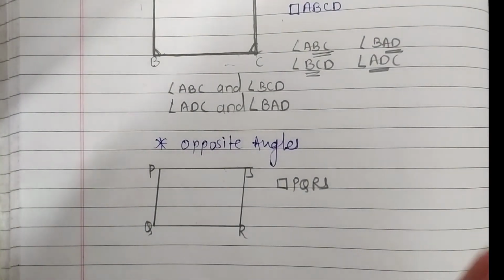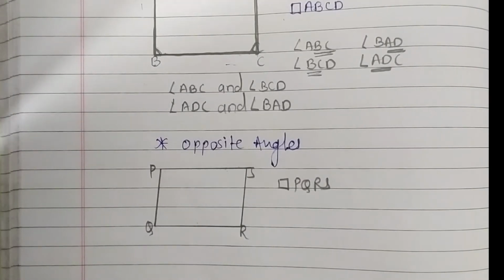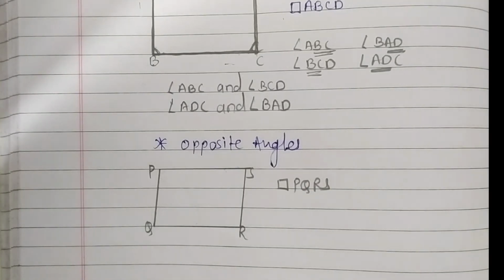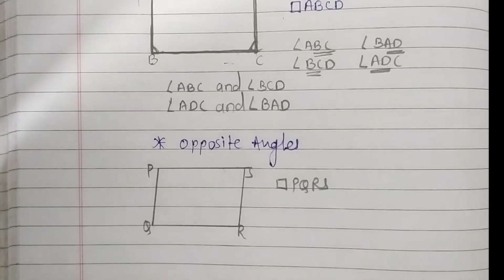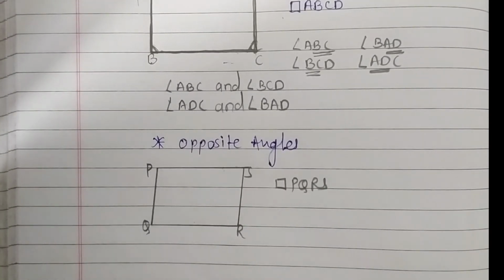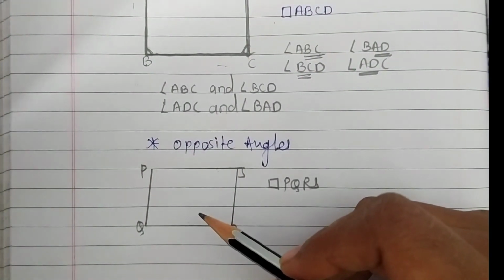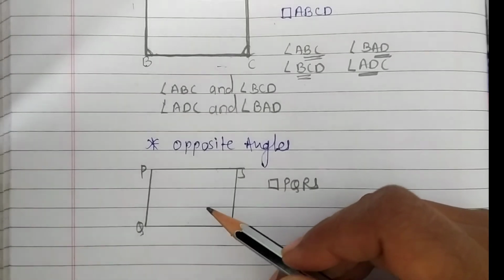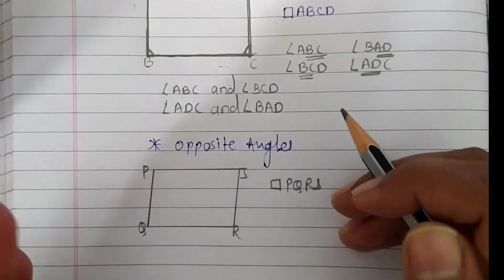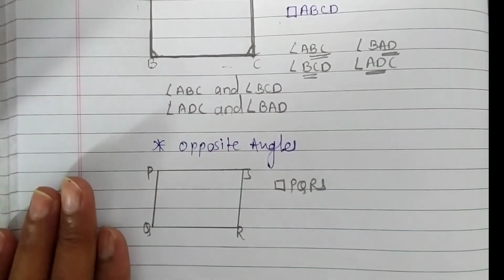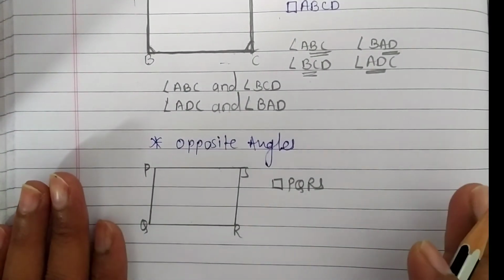Opposite angles means angles which do not have any common arm. Those angles, or face-to-face angles, are called opposite angles. Opposite angles are exactly different from adjacent angles. In adjacent angles there is one common arm, and in opposite angles there isn't any common arm. The angles of a quadrilateral which do not have any common arm are called opposite angles.